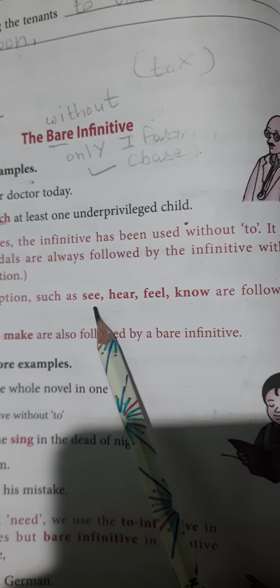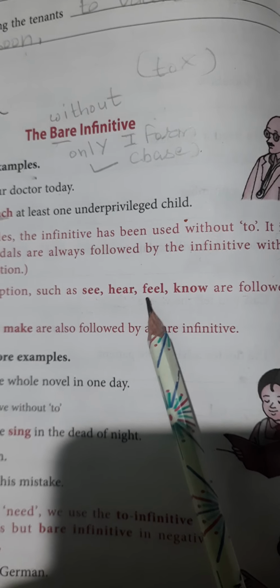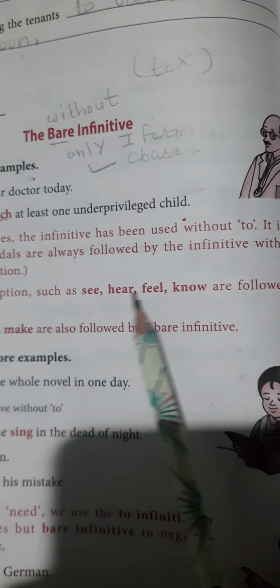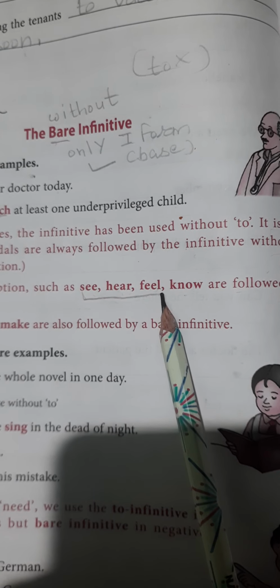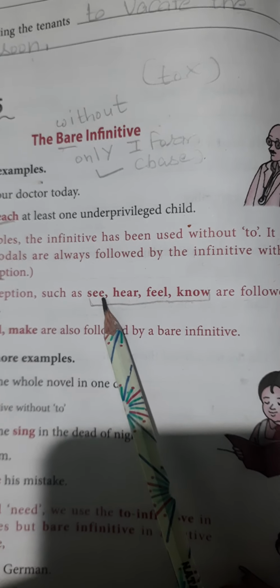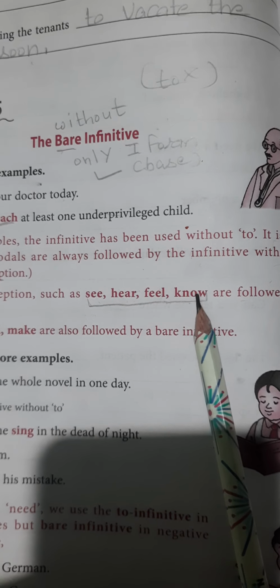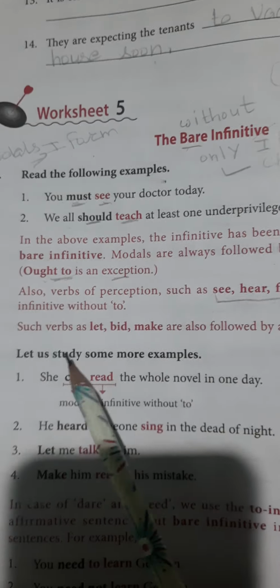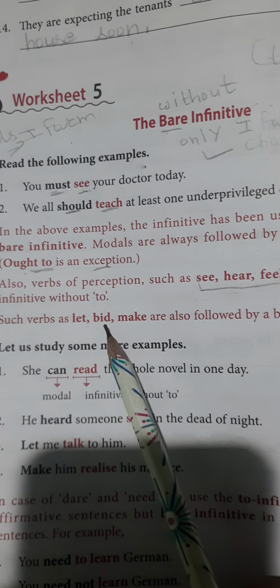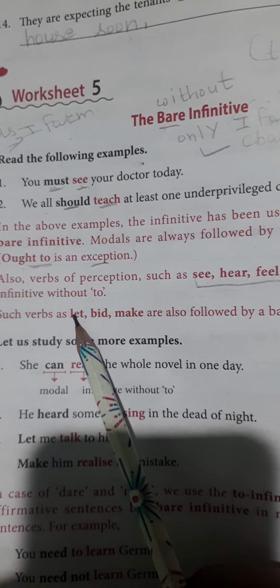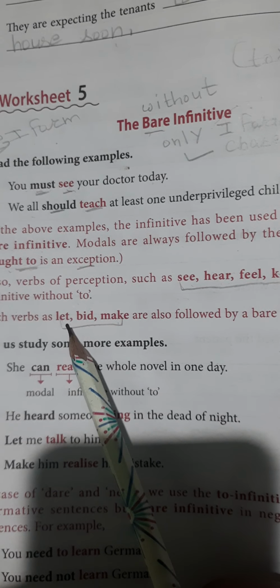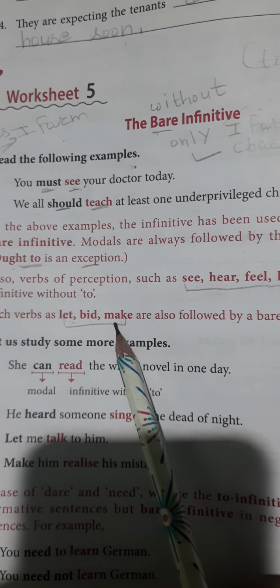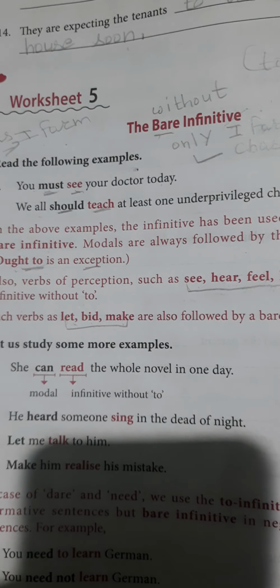Now whenever we are making use of the verb see, देखना, hear, सुनना, feel, महसूस करना, and know, जानना, have you noticed that all these verbs are related to your sense organs? See, hear, feel and know. In order to know we use all our sense organs, na? So all these verbs relate to the bare infinitive. Next is such verbs as let, bid and make. These three verbs also follow the bare infinitive. Whenever we have to make use of these verbs let, bid and make, we will follow the bare infinitive, only the first form of the verb.